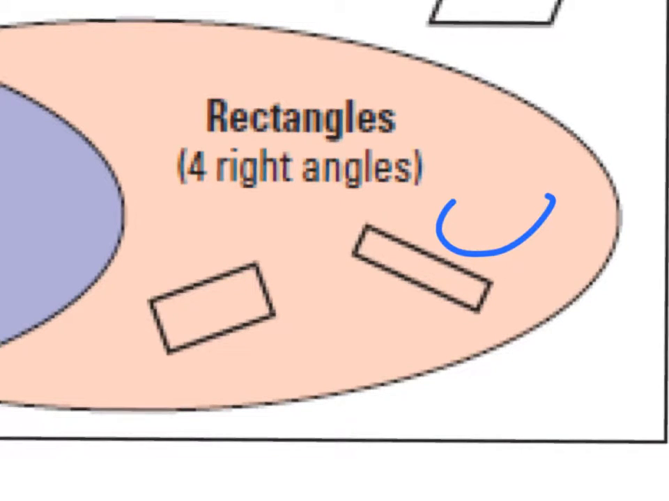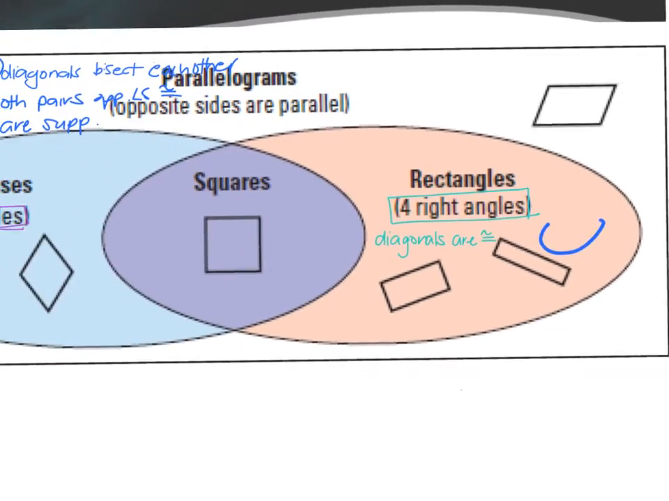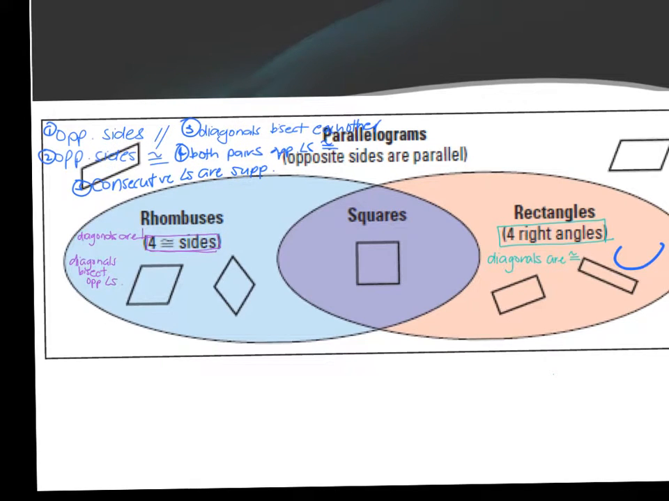Let's go over to rectangles. The one property is right there on the screen. What's the definition of a rectangle? A parallelogram with 4 right angles. What's the other piece of information we just learned about rectangles? Good. Diagonals are congruent. Because where these 2 overlap is the square, all of the properties that we just wrote on this screen apply to a square.